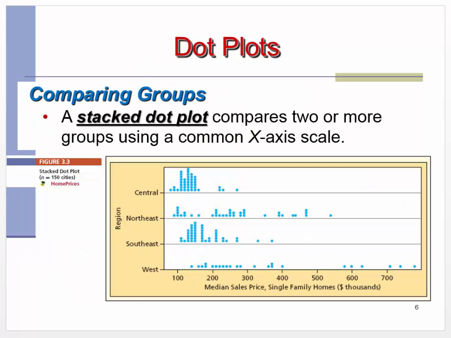You can also stack dot plots when you compare groups. A stacked dot plot compares two or more groups using a common x-axis scale, like this one, showing the median sales price of single-family homes in different parts of the United States: Central, Northeast, Southeast, and West. You can see in the West, the median home sales price is much more widely spread than in the Northeast and the Southeast. And in the central part of the country, you can see the home prices are closely knit together.